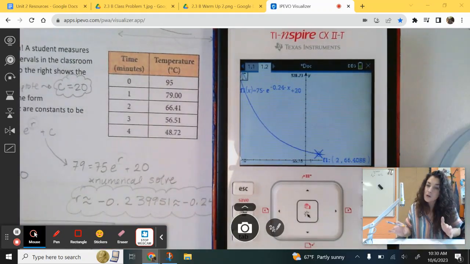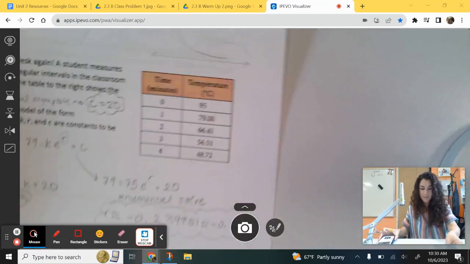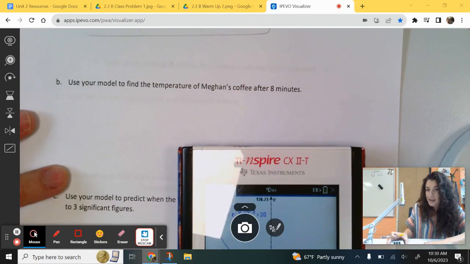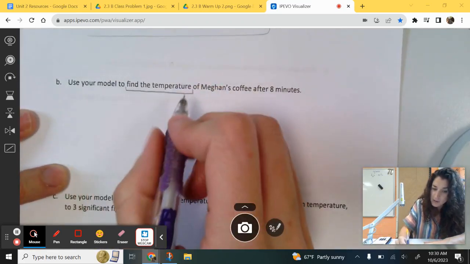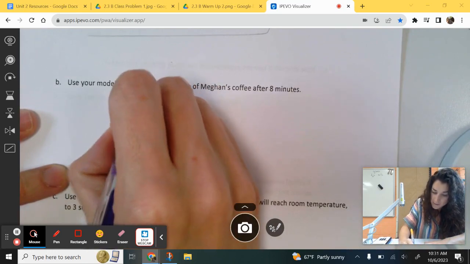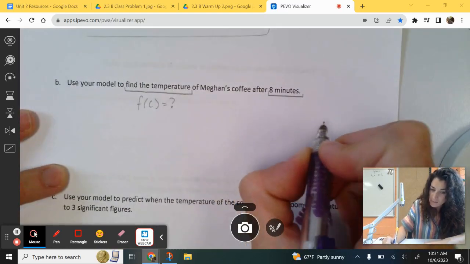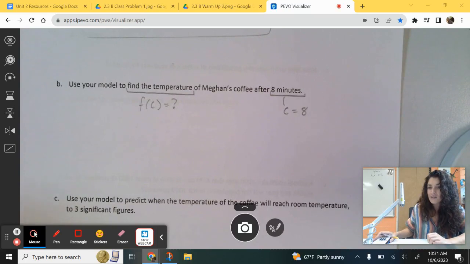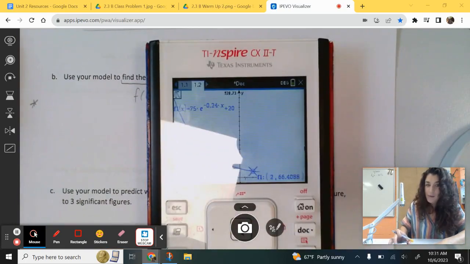So this is a really great way that you can double check. If you're ever unsure when you've created an equation, you could always just, hey, here's your table, and you can double check. And I needed to do this anyway because it says use your model to find the temperature after 8 minutes, right? Find the temperature. So, okay, temperature is F of C equals what? 8 minutes means C equals 8. Go ahead and solve. I would use your graph if you've already done it. Just do graph trace. I'm already on graph trace.